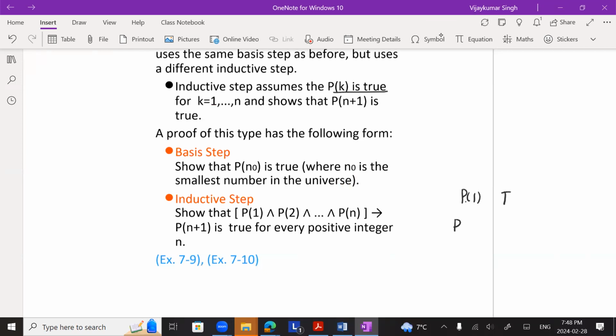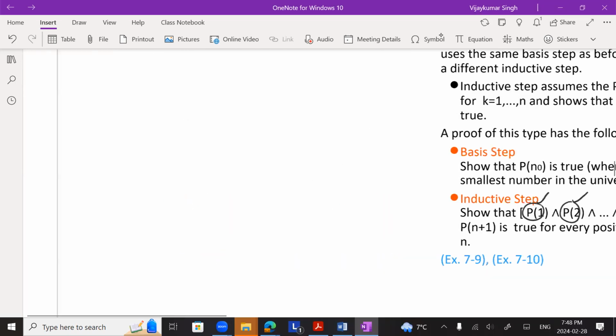And then you are showing that P of k or P of n implies P of n plus 1, right? Here, when you're saying "and," that means you're assuming this to be true, this to be true, this to be true, which implies Pn plus 1. Is that okay? So in our induction hypothesis, we'll assume everything less than that to be true. Make sense? Okay, so let's write down a nice solution to this.